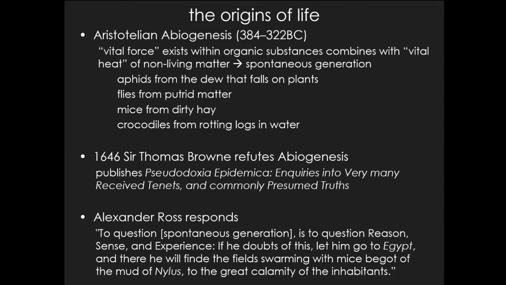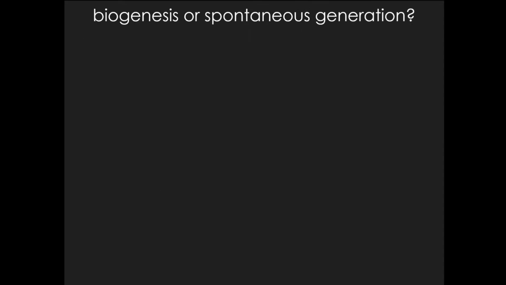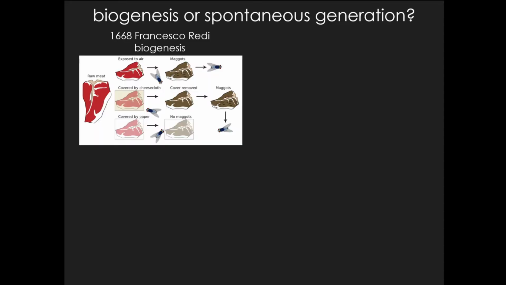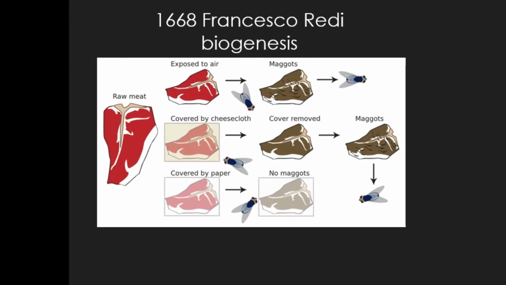And Alexander Ross gets a fairly good reception from the scientific community at large. However, there's one person who rises to this challenge of letting reason and sense and experience inform his opinion, and he's the one that begins our debate of whether or not spontaneous generation, Aristotelian abiogenesis, or biogenesis, life begets life, is correct. And that man is Francesco Redi, who you might remember from our golden age of microbiology, who worked with rotting meat, right? So he sets up an experiment because he believes that flies do not spontaneously generate from putrid matter, as Aristotle believed.